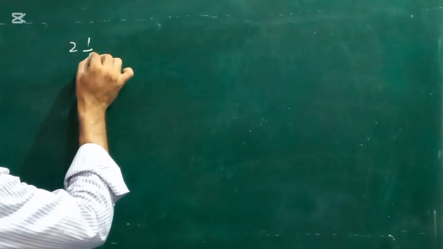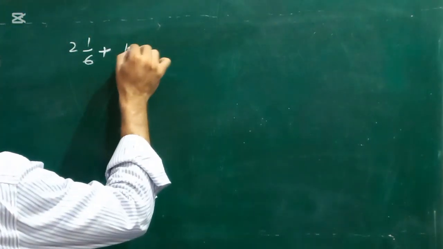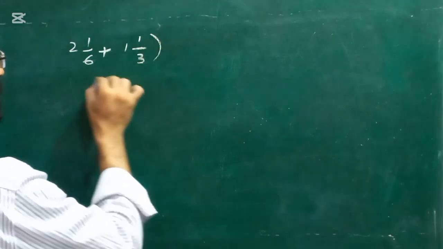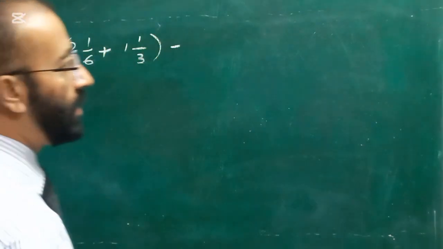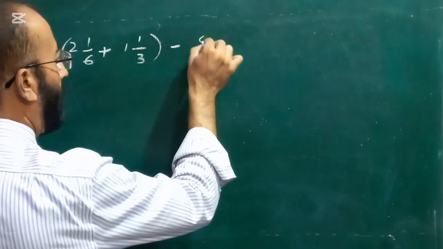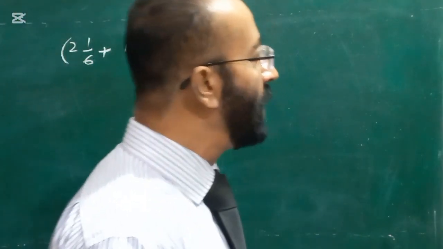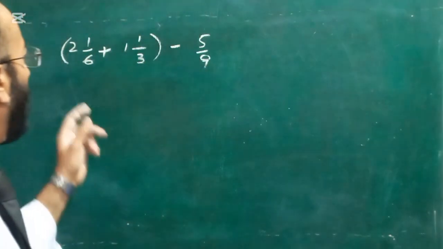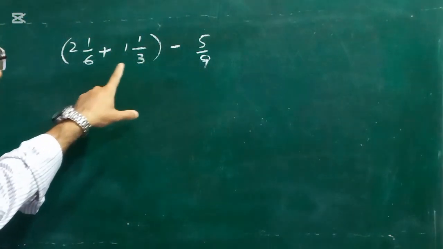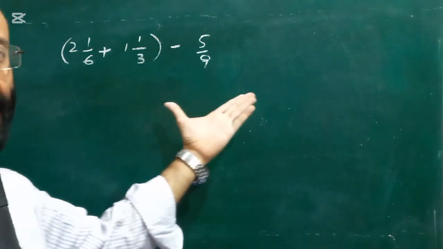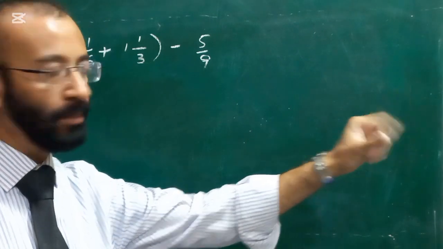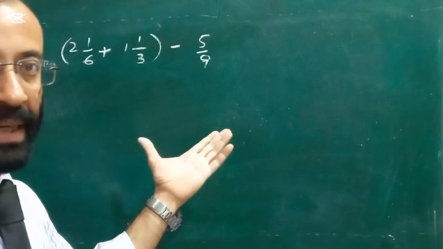So look now, 2 whole number 1 by 6 plus 1 whole number 1 by 3. This will be placed into the bracket and 5 by 9 after the minus sign, because the question which you have seen on the screen was subtract 5 by 9 from the sum of 2 whole number 1 by 6 and 1 whole number 1 by 3. So this is the mathematical form of the descriptive form. So now we will solve the question by the direct method.